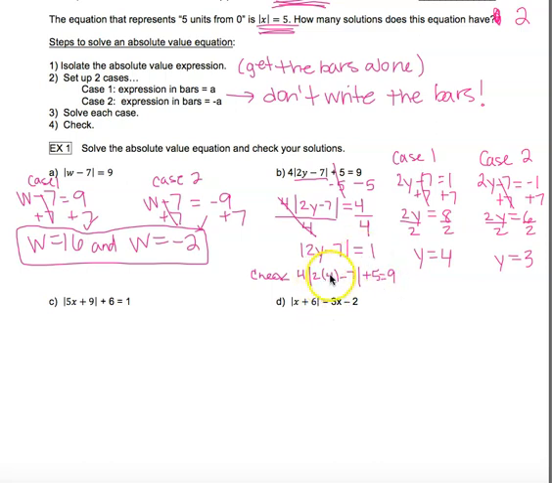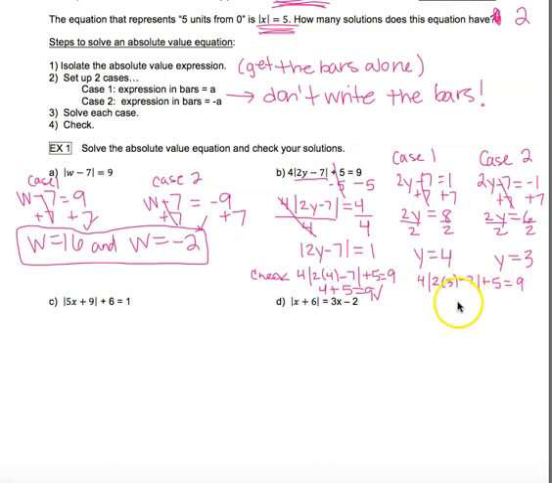So 2 times 4 is 8. 8 minus 7 is 1. The absolute value of 1 is 1. 4 times 1 is 4. 4 plus 5 is indeed 9. So the y equals 4 checks out. Now I'm going to check the y equals 3. So I have 4 times the absolute value of 2 times 3 minus 7 plus 5 equals 9.